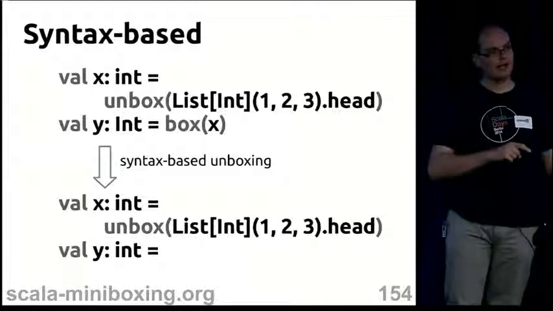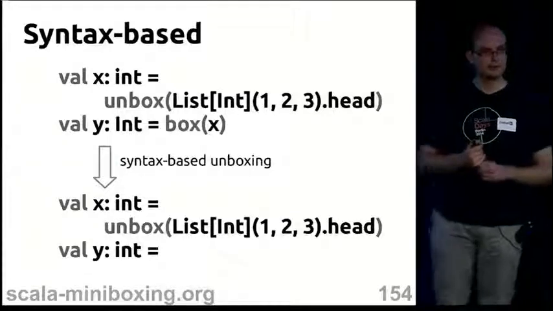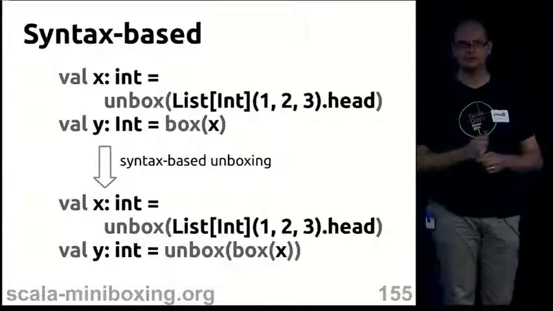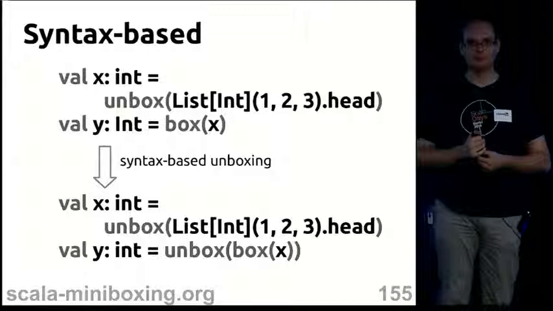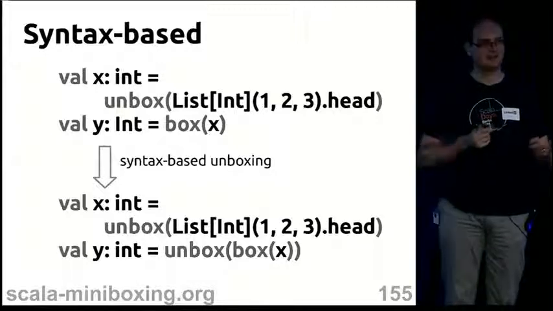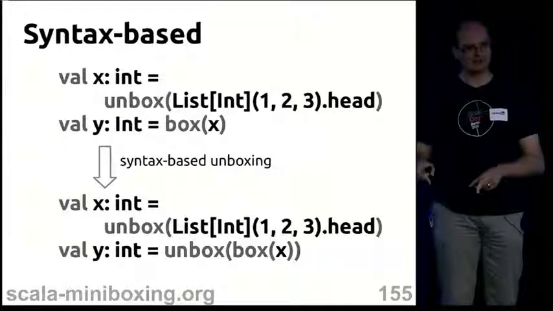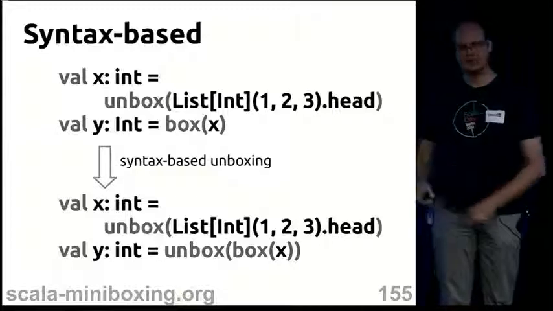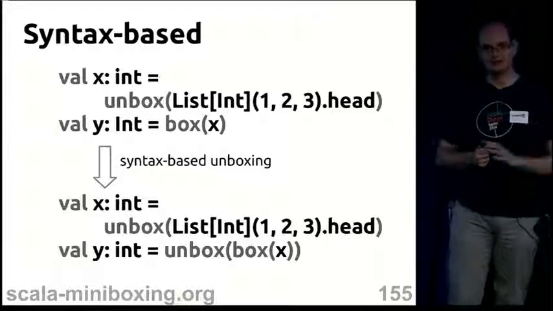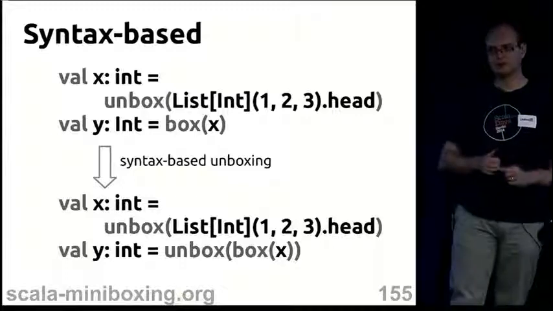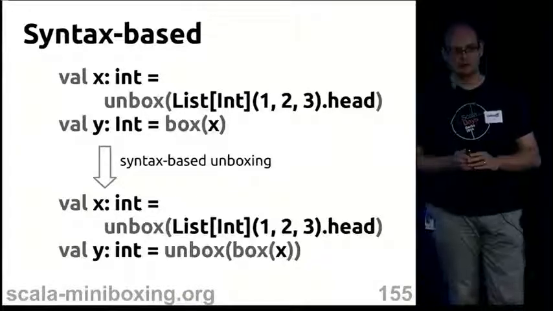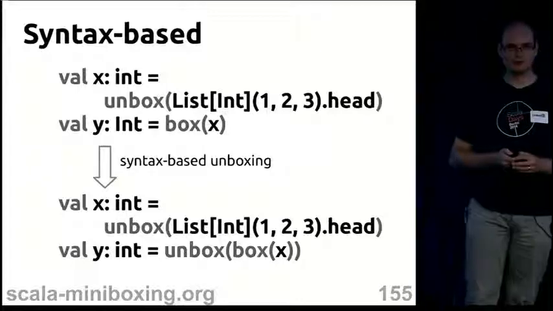Remember that we need to unbox to coerce the right-hand side. Unbox of box of X. Well, isn't that stupid? So we take an integer, we box it, and we unbox it. Luckily, the Java virtual machine is smart enough, at least HotSpot is very smart, about reducing such stupid mistakes. But we shouldn't make it in the first place, right?